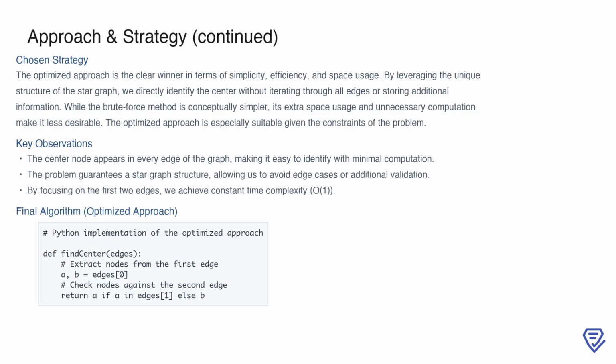The optimized approach is particularly well suited to this problem, as the constraints guarantee that the graph will always be a valid star graph. The key observation that the center node appears in every edge allows us to focus solely on the first two edges, achieving constant time complexity. The final algorithm is both elegant and efficient. In Python, we extract the nodes from the first edge, then check these nodes against the second edge to determine the center. This ensures we solve the problem with optimal performance and minimal overhead.